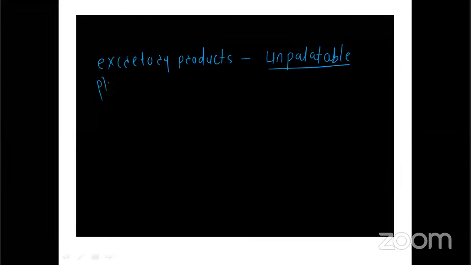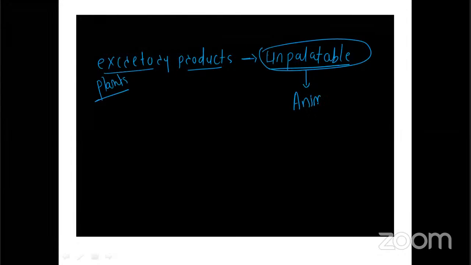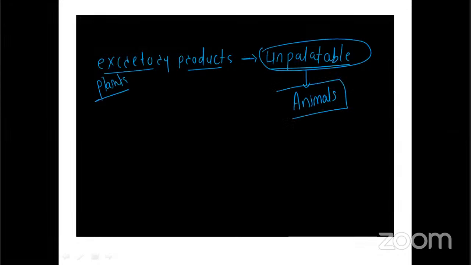Most of the plants store excretory products in vacuoles. These excretory products make these plants unpalatable. Unpalatable means uneatable. So most animals cannot eat certain kinds of plants which have a different kind of smell that prevents animals from eating those plants.